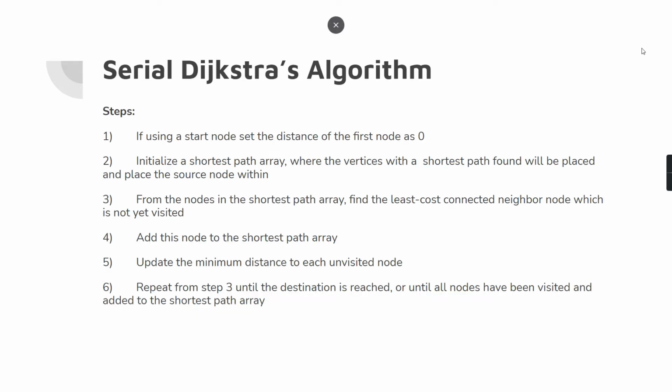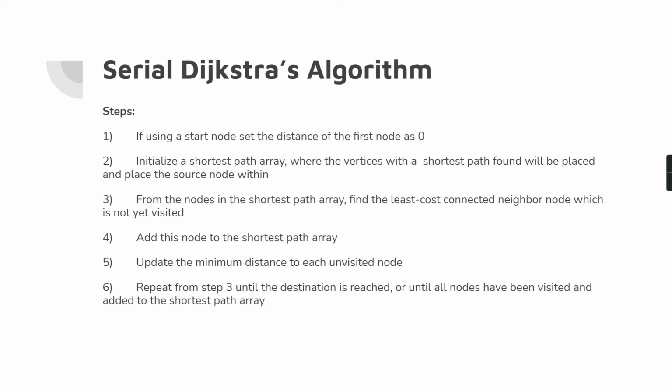So for the serial version of Dijkstra's algorithm, we start with a source node, and we would set the distance of that node to 0. And then we would initialize a shortest path array, and this is all going to start with a maximum integer value, except for the source node, which will be 0.